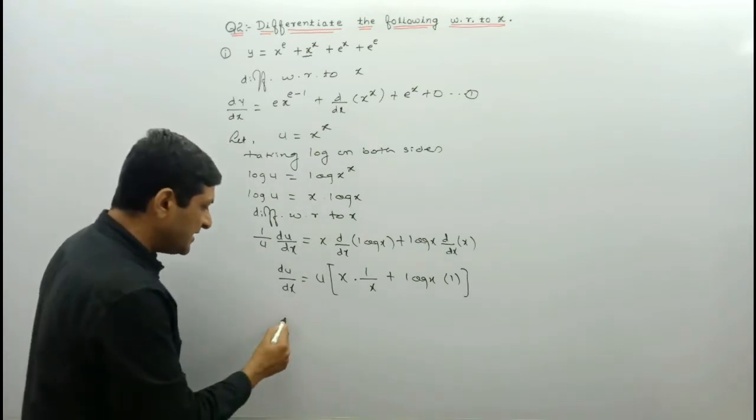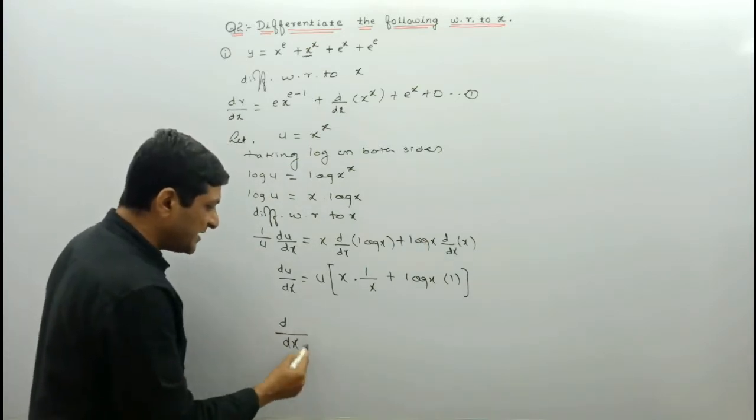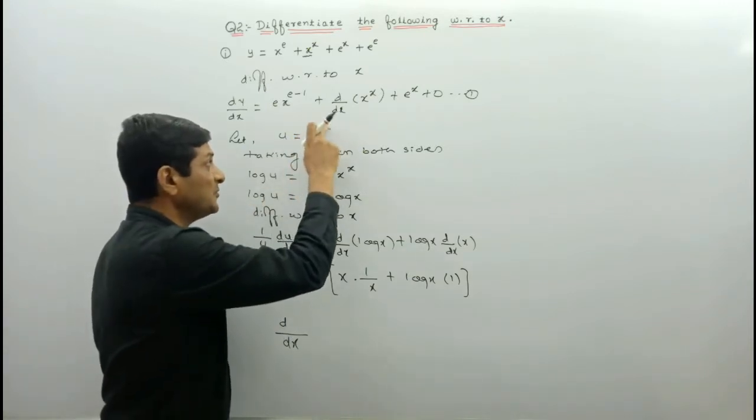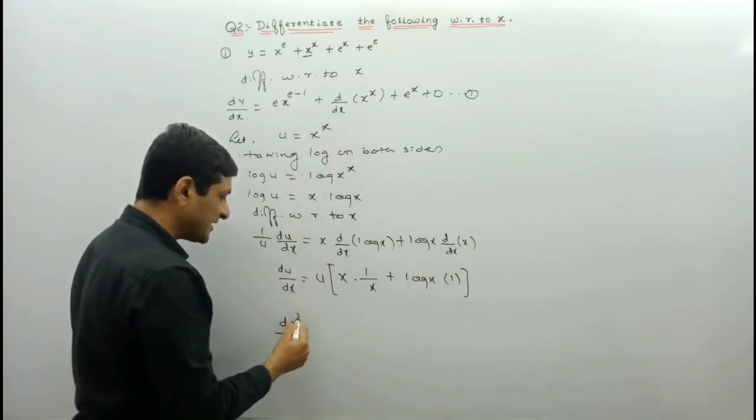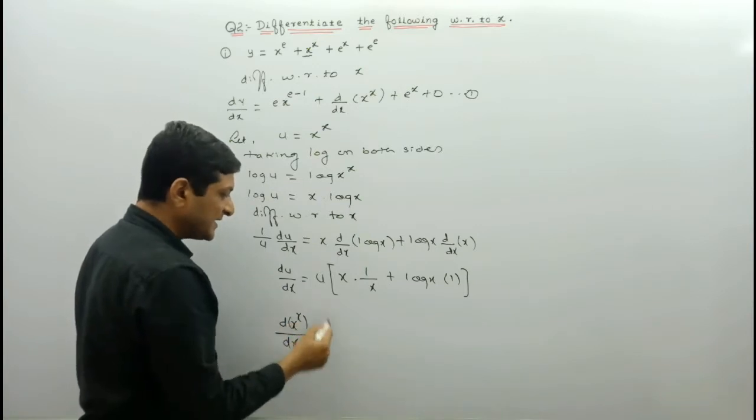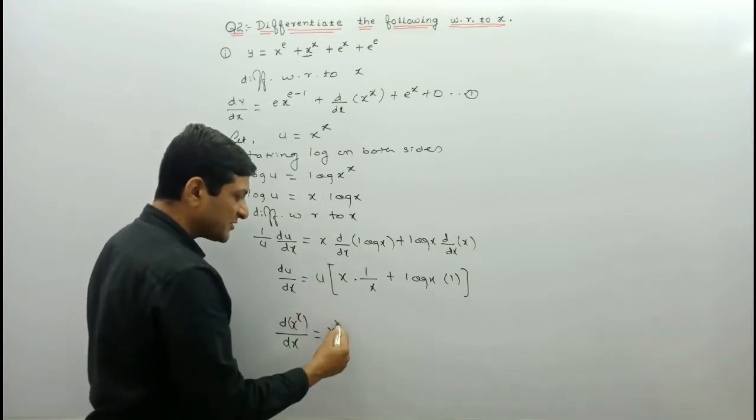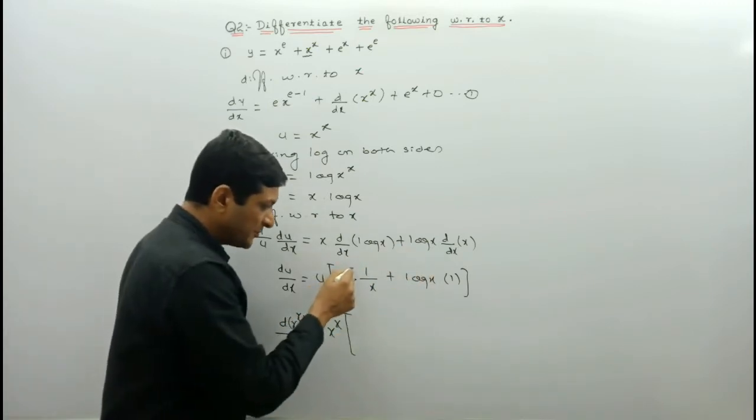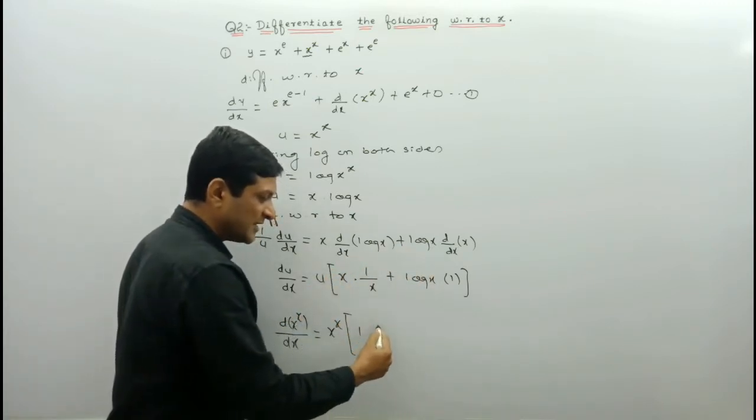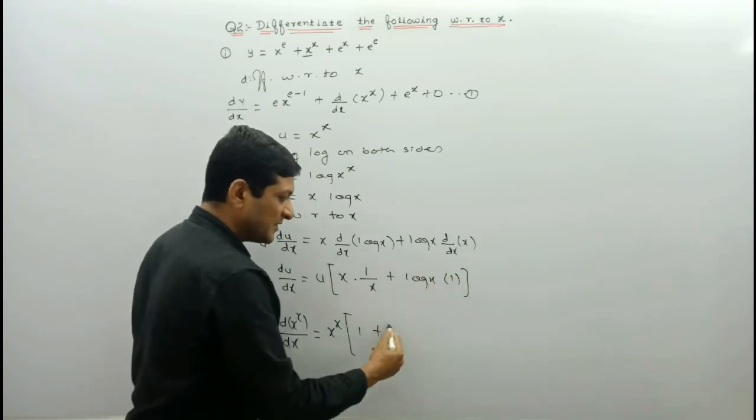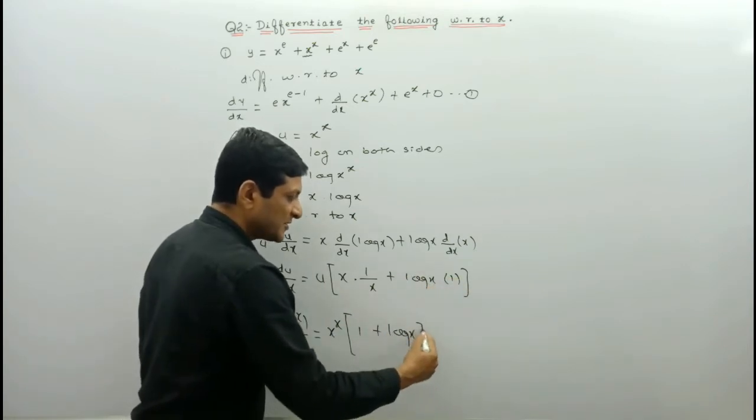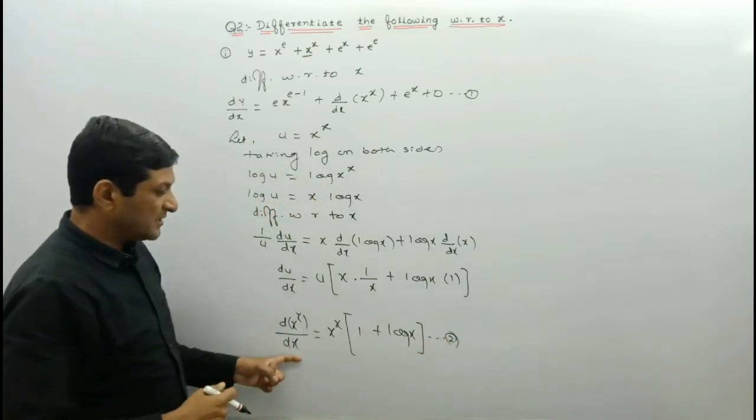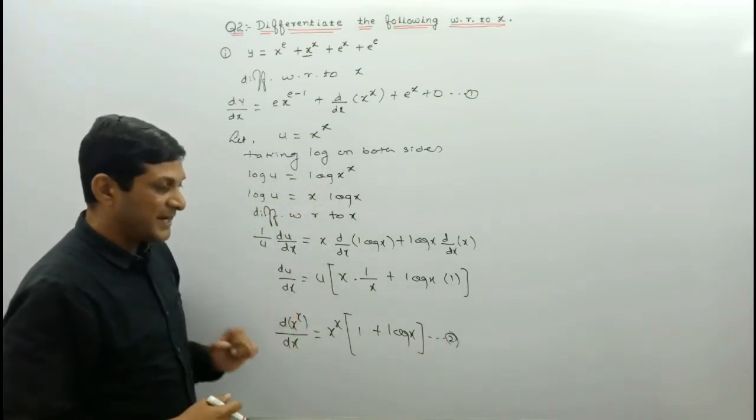So here du by dx, keep it as it is, just I am replacing u by its value. What is the value of u? x raised to power x. On this side also you will get x raised to power x. Let us check whether it will get simplified or not. Here we can observe that x and x will get cancelled, so we will get 1, and here log x into 1 will be equal to log x. So let us denote this result by equation number 2, which is nothing but the derivative of x raised to power x.